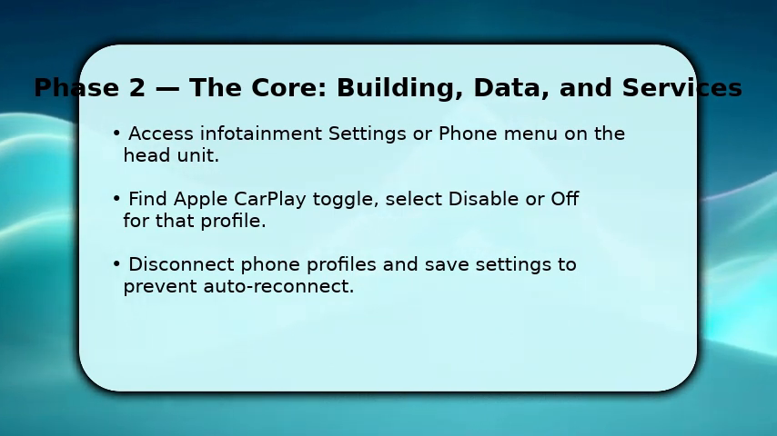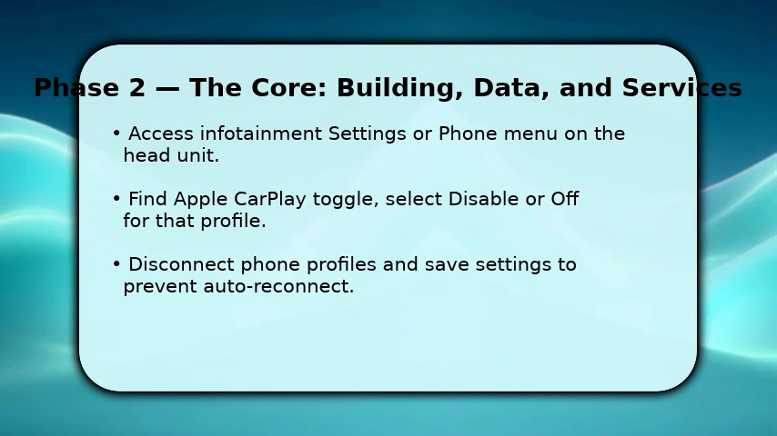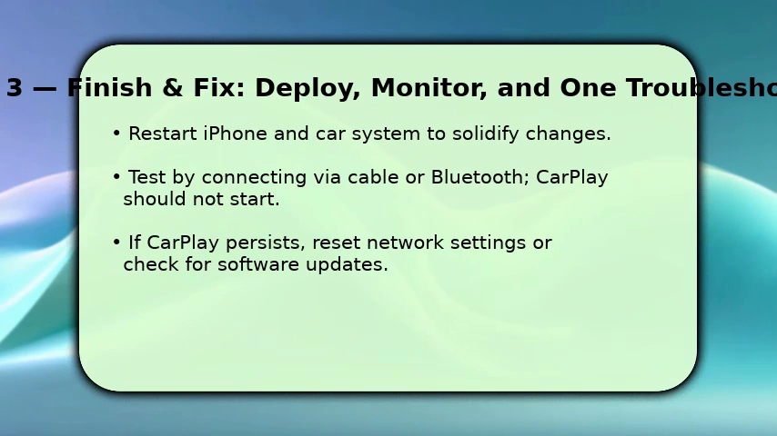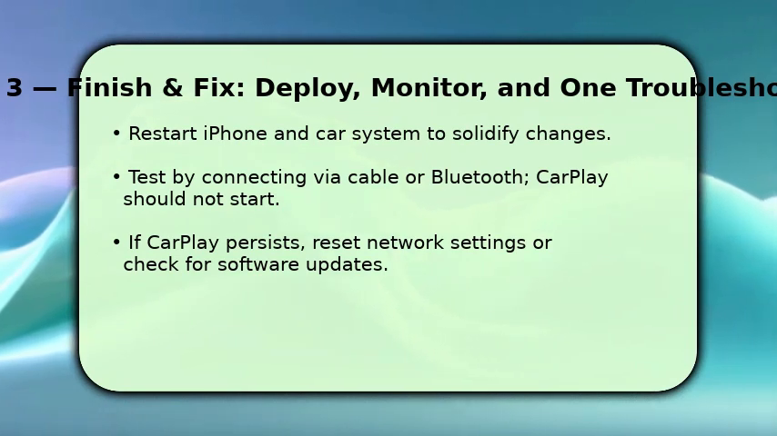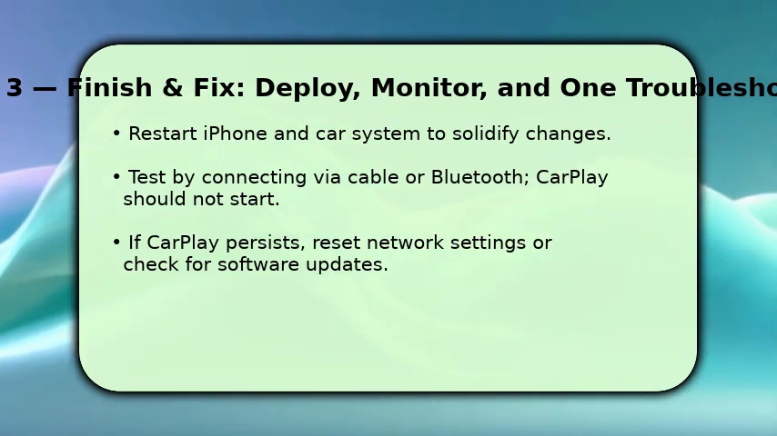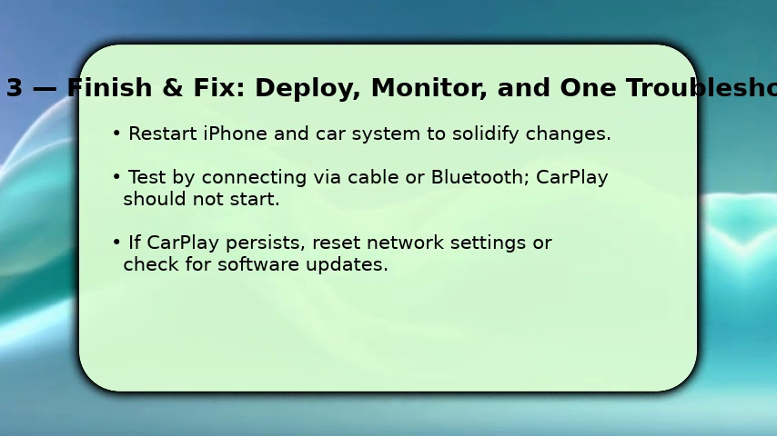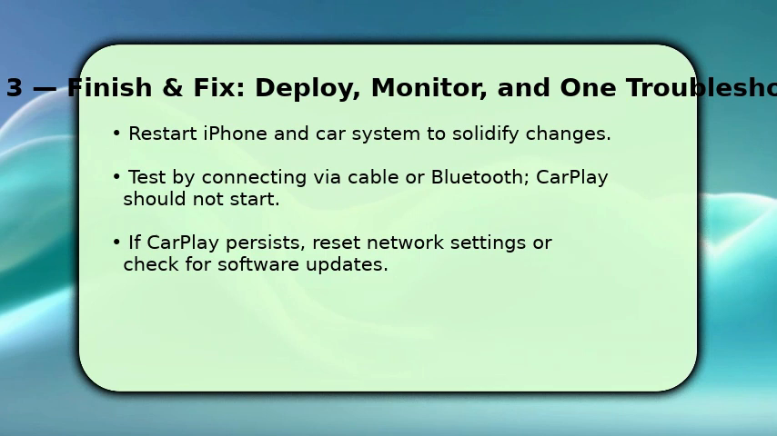Once done, reboot the head unit, if prompted, to ensure the new setting takes effect immediately. Finish by restarting both your iPhone and the car's infotainment system to lock in settings. Reboots resolve lingering connections. After reboot, test by plugging the cable or pairing over Bluetooth. CarPlay should no longer auto-start.